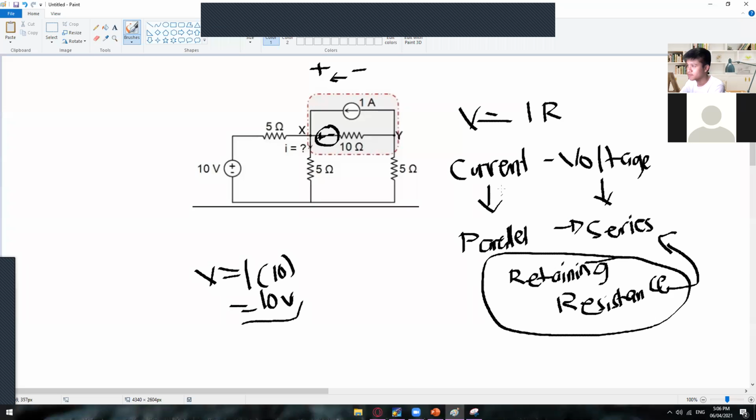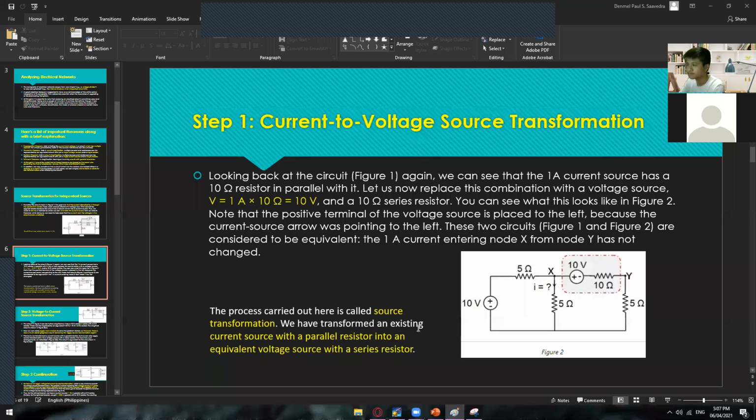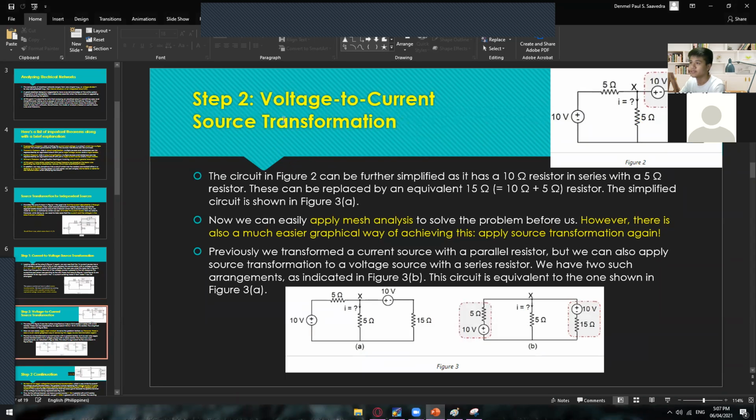Okay. So again, if you want to convert the current source into a voltage source, it must be in parallel connection. Once you have converted that into a voltage source, it will now be in series connection. Vice versa, if you want to convert a voltage source into current, this one must be in series connection, and once you have converted the voltage into current, it will now become a parallel connection. So basically, this is vice versa: current to voltage, voltage to current. From here, voltage to current transformation.